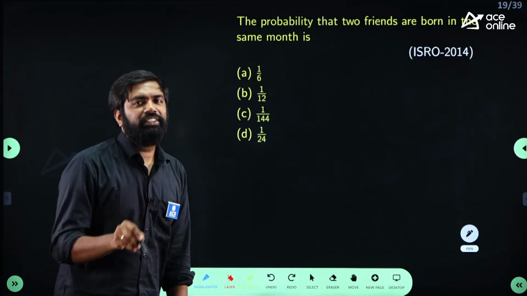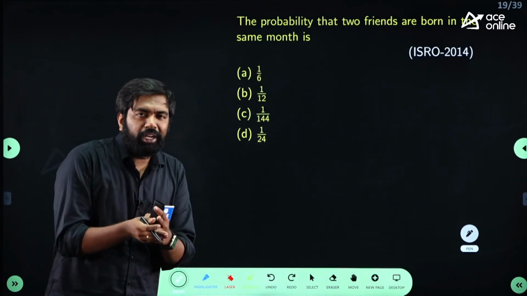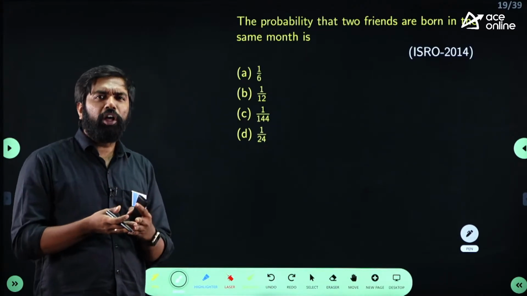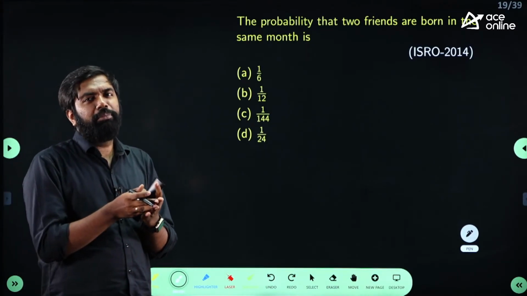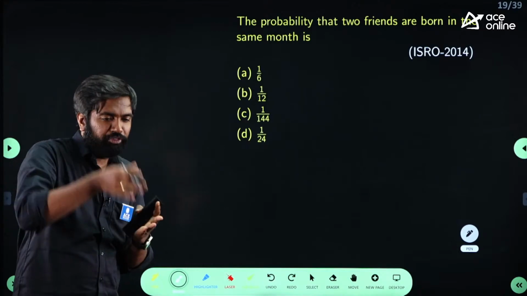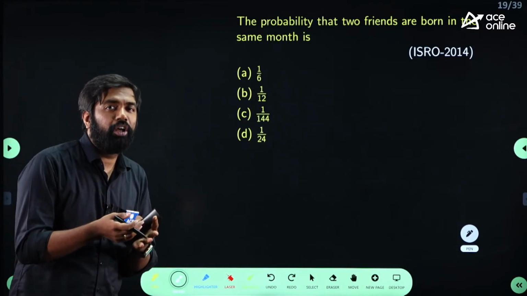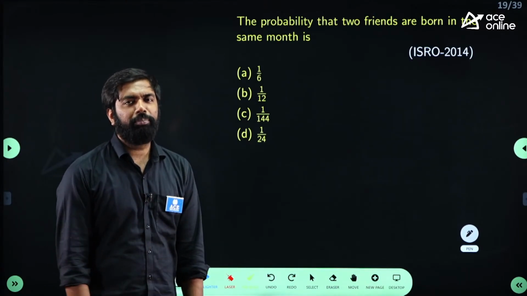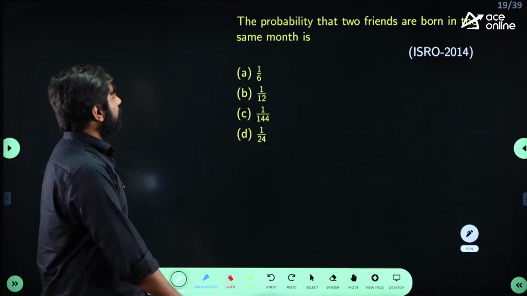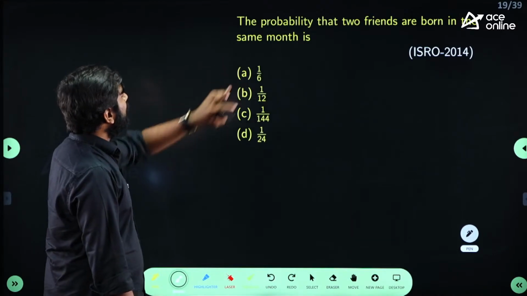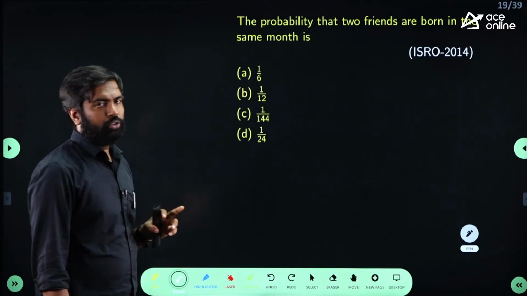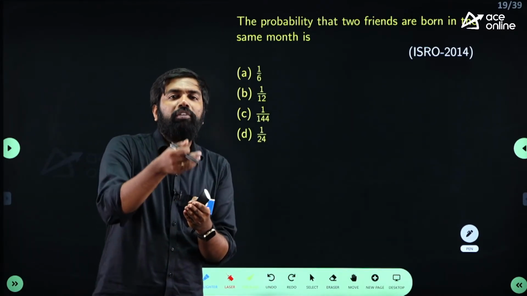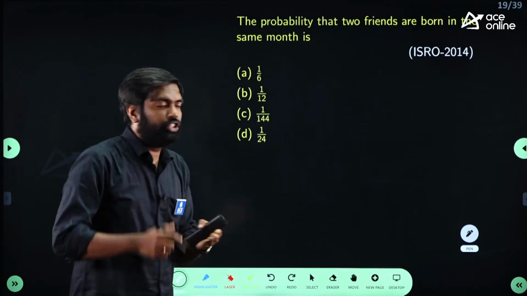So the two friends can both take birth in January, or both can have the birth in February, or March, and so on. Whenever you use the word or, addition comes into the picture. So both can be born in January, February, March and so on. I will show you the probability that both of them are in the same month, say January.